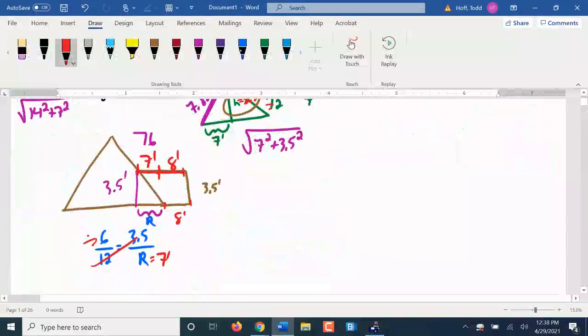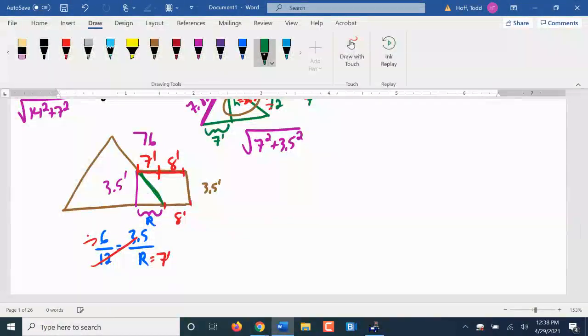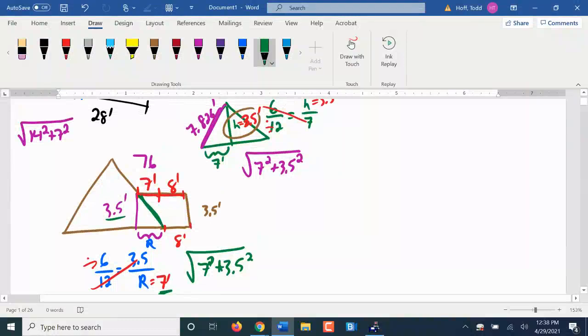Next, we can find the length of that sloped surface. That'll be the square root of the 7 feet here squared plus the 3.5 feet squared. It's going to give us 7.826 feet.